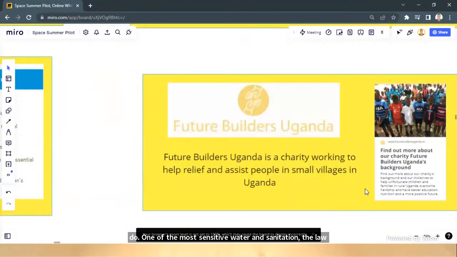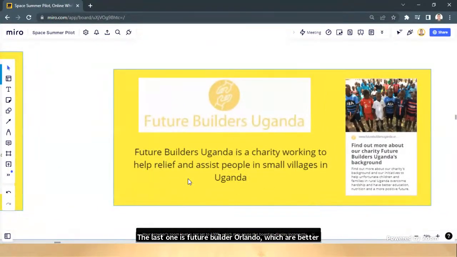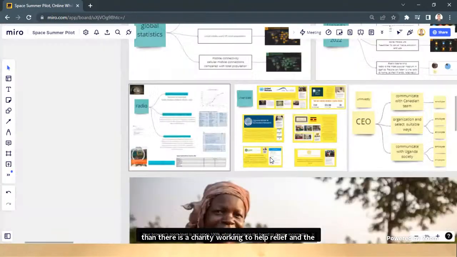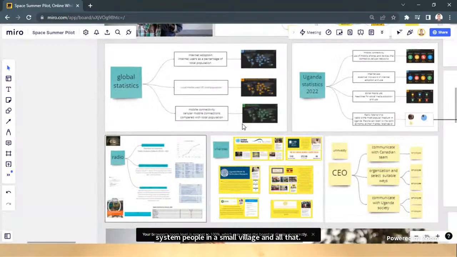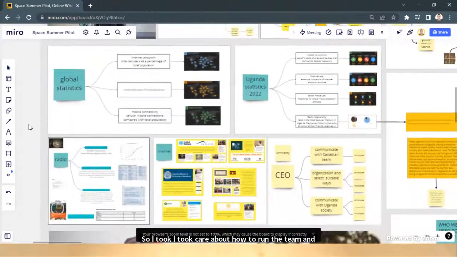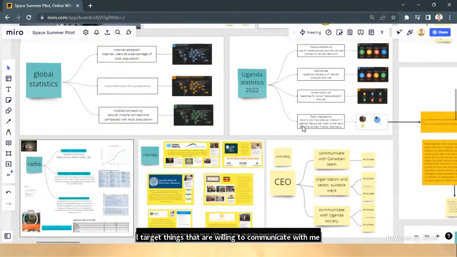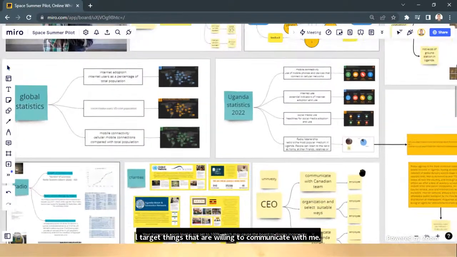The last one is Future Builder Uganda. Future Builder Uganda is a charity working to help relieve and assist people in a small village in Uganda. So I talked here about how the Uganda team will target or communicate with the community. But what about how the community will communicate with the Uganda team?